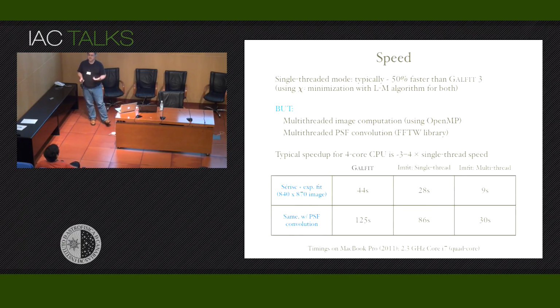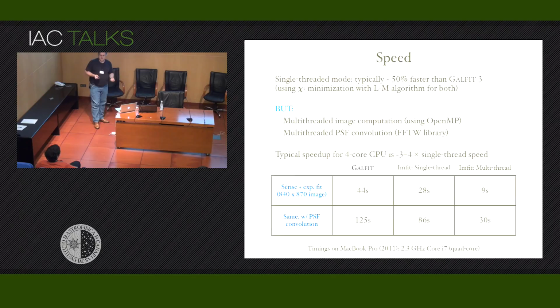These are some sample timings for fitting an 800 by 800 pixel image with an exponential plus a Core-Sersic. So for Galfit, it's about 45 seconds. In single-threaded mode, Imfit's about 30 seconds. But if you turn on multi-threading, which is actually the default, and this is on a 4-core machine, it's about 9 seconds to do the same fit.